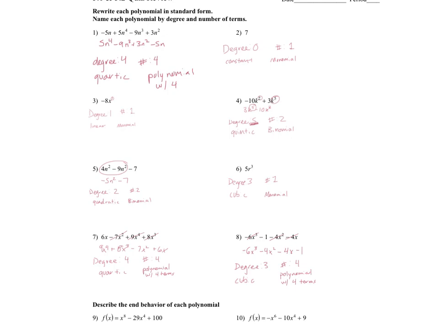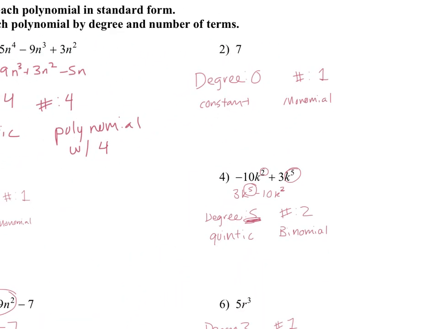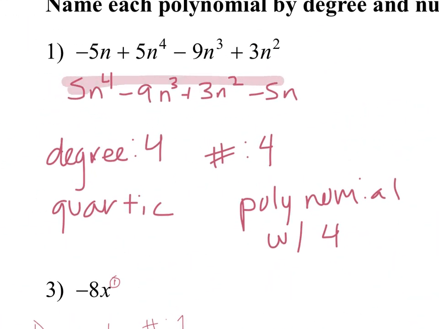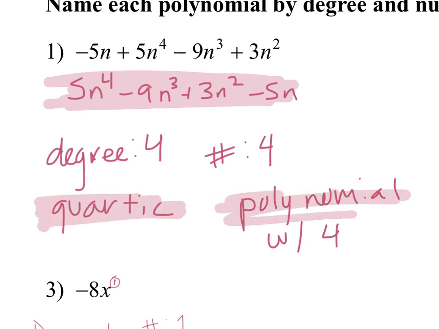So remember, on your quiz tomorrow, let's look at the first one, you just have to write it in standard form. If it's already in standard form, you don't have to write anything. And you just have to write the 2 words. So that's all I'm looking for: standard form, and name it by the degree and by the number of terms.